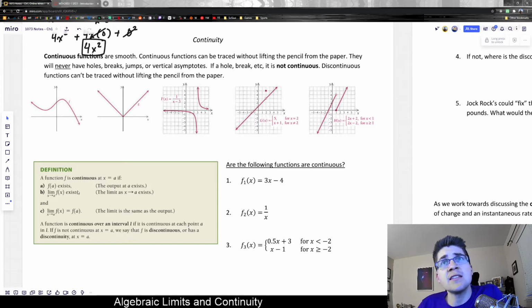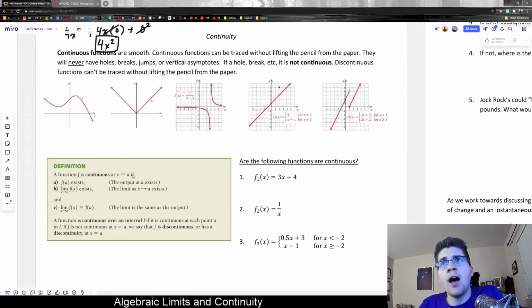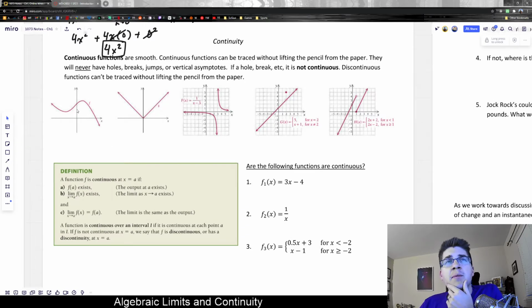By definition, a function f is continuous at x equal a. Notice that the definition is specific to a location. If, first of all, f(a) must exist, meaning that in order for a function to be continuous, it has to have a value at that point. Part B of this condition says that the limit as x approaches a must also exist. So it has to be defined, it has to have a limit, and part C ties the first two together. It says the limit as x approaches a of f(x) must be equal to f(a). So let's look at, say, f and try to apply this to it.